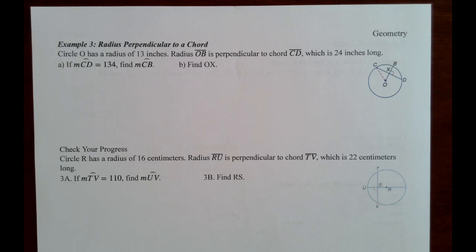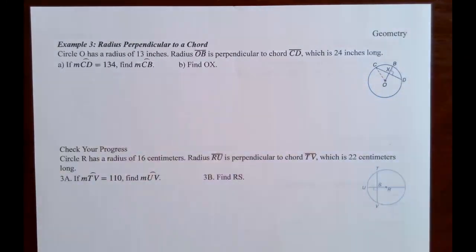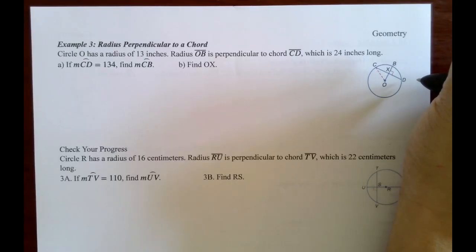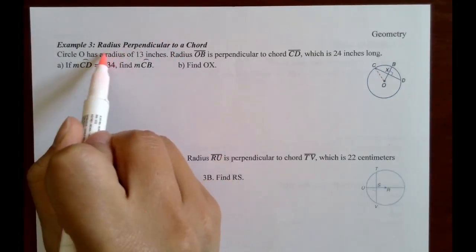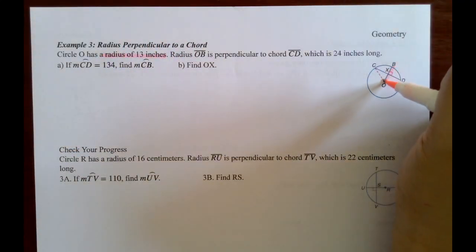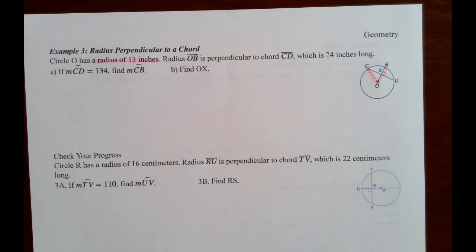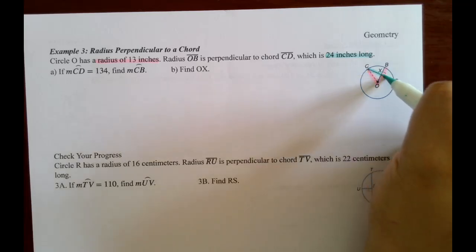Okay, so here circle O has a radius of 13 inches, and so what that means is OB is 13 and OC is 13 as well. And then we know that radius OB here is perpendicular to chord CD, which is 24 inches long. So we know this whole thing is 24 inches long. So basically, some things we should know. Radius is 13 inches, so this is 13 inches, and since we drew this, this is 13 inches too. And then we know CD here, so that's all of this, is 24 inches.